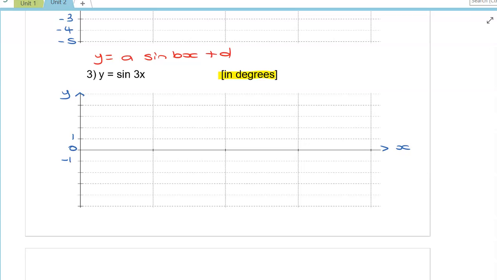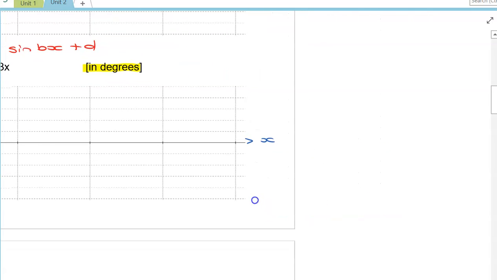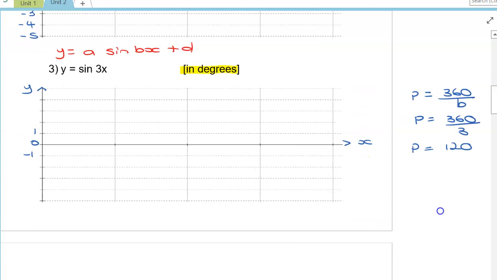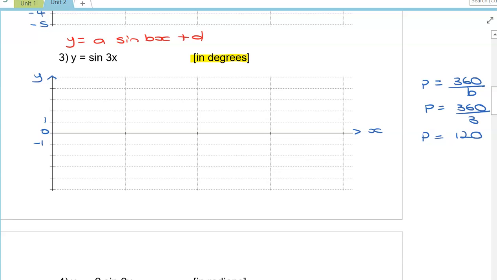Now, let's look at this period. So the value of b is 3. So over on the right, I'm just going to do some working here. The period, as we're in degrees, is 360 divided by the value of b. So if I do 360 divided by 3, I get that the period is now 120 degrees. So simply when I draw my sketch, all I've got to do is know that one cycle goes up to 120 degrees.